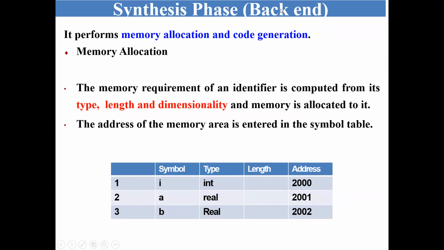Now next is the synthesis phase. In the synthesis phase, we will use that intermediate representation for the synthesis of the target program. The first task is memory allocation. The memory requirement of an identifier is computed from its type, length and dimensionality, and memory is allocated to it. The address of the memory area is entered in the symbol table. So the symbol table is ready, now you have to give the address, you have to allocate the memory. Here you can see we have started with 2000, then 2001, 2002, like this.